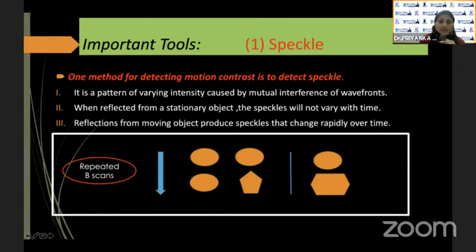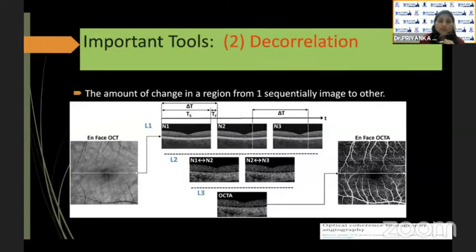So going back to the principle, when the successive scans are coming, if the object is not moving or it's stationary, there will be no change. But if the object is moving like this, different wavefronts will be seen, and the only object moving in the eye is the RBCs, which are contained in the blood vessel. Another important tool is decorrelation.